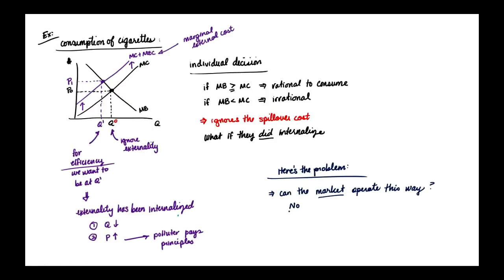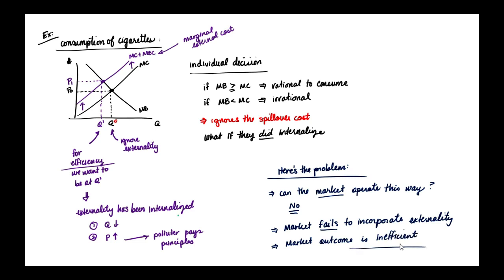So, as such, we would say that the market fails to incorporate the externality, which means in this case, the market outcome is inefficient. Put a big star by that. The market outcome is inefficient.